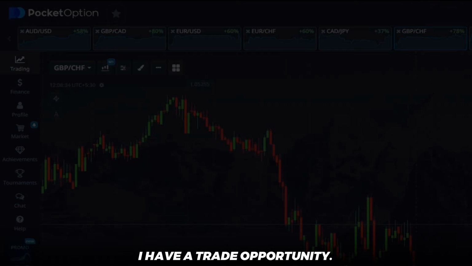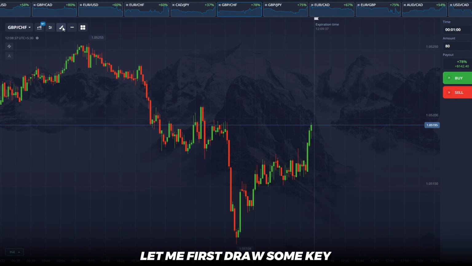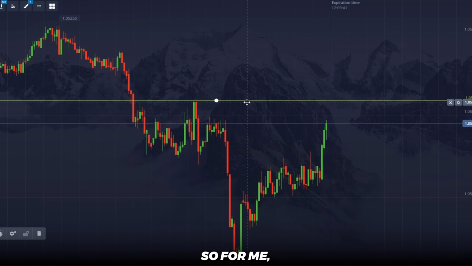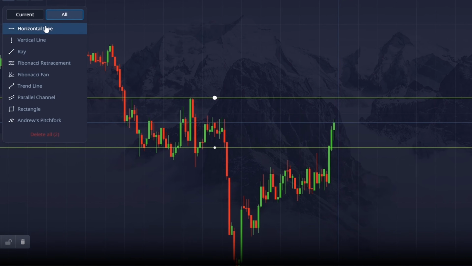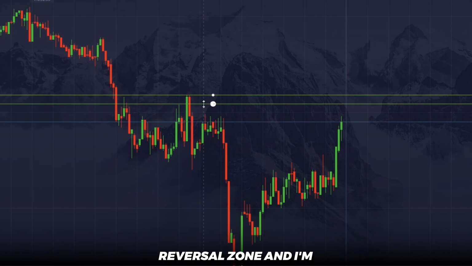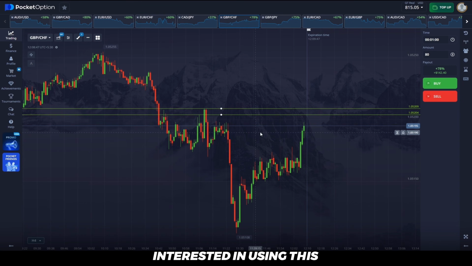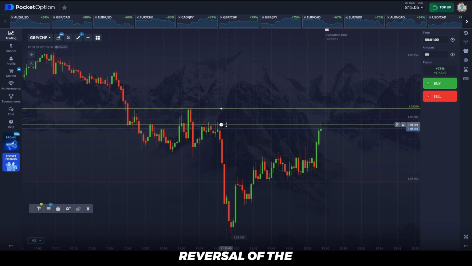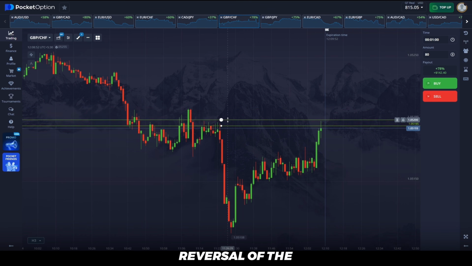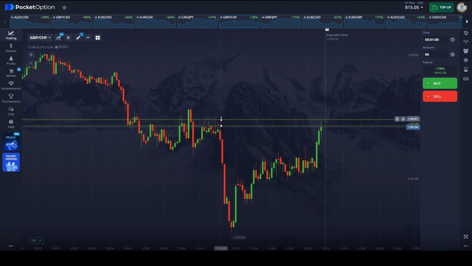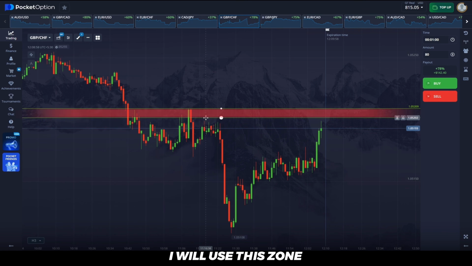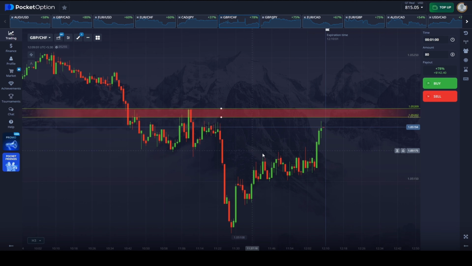Currently on this chart, I have a trade opportunity. Let me first draw some key levels, which I'm going to use. So for me, I have a clear reversal zone and I'm interested in using this zone for a reversal. Although chances of reversal of the price are high from this zone, to get a better entry, I will use this zone for a reversal trade.